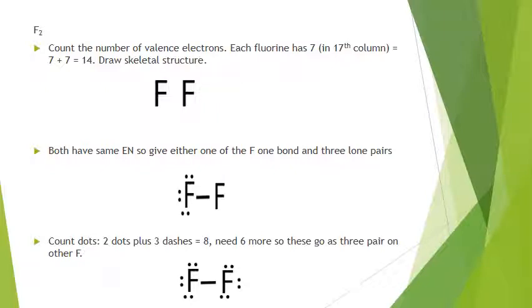Okay, fluorine. Again, count the electrons: 7 plus 7 is 14. Skeletal structure: I'm going to pick this one to give 1 bond and 3 lone pairs. Count them up. It needs 6, there's 8, you need 6 more because you need 14, so put the other 3 here. And again, you notice this is what you expect.